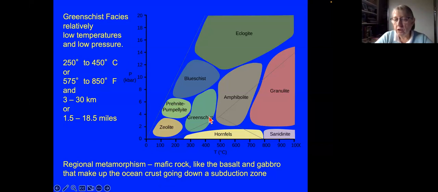And this is classic green schist when you have mafic rock, and mafic, low in silica, high in iron and magnesium. And these would be your basalts, which make up the seafloor, and the gabbro, which makes up the lower seafloor. And if this rock was to go down a subduction zone and go just partway down, you're going to end up exactly in this range of pressure and temperature. And so basically, that actinolite is most likely metamorphosed oceanic crust.